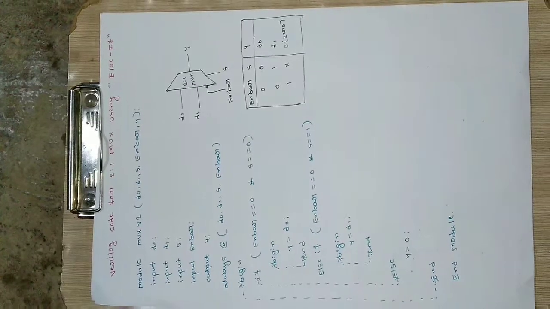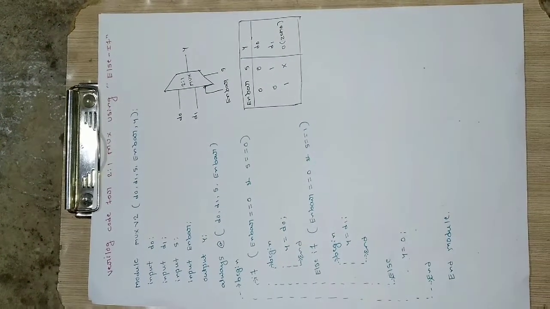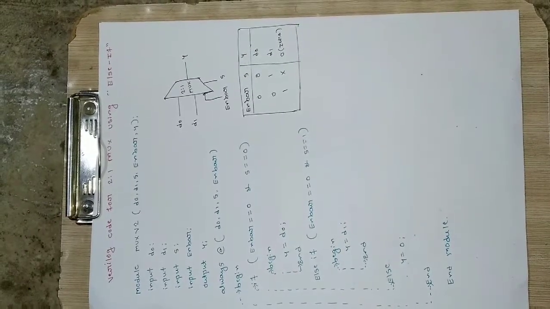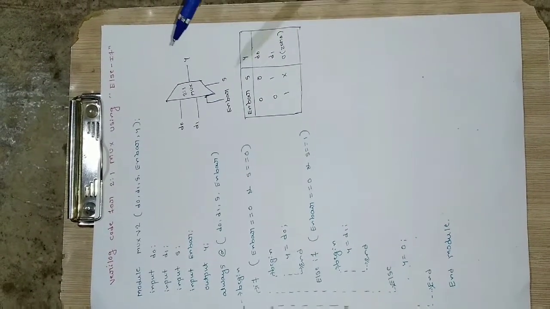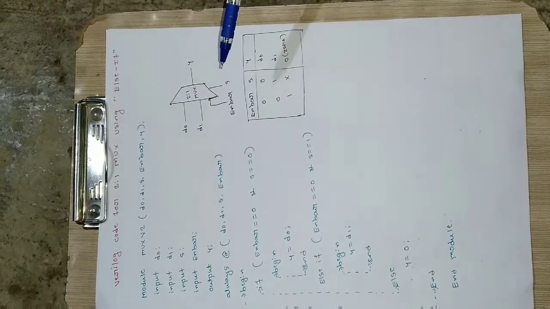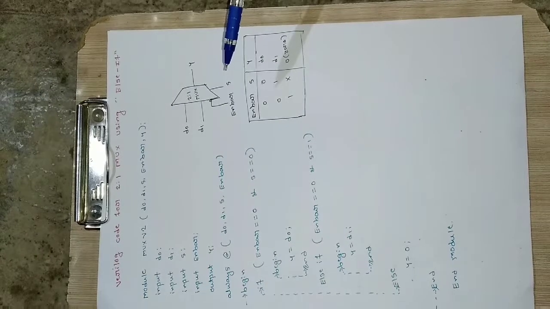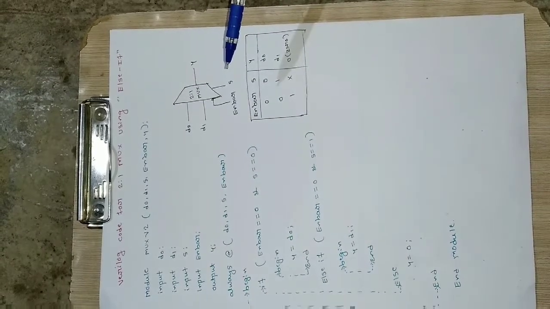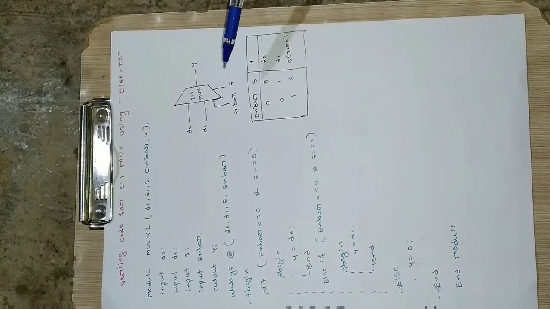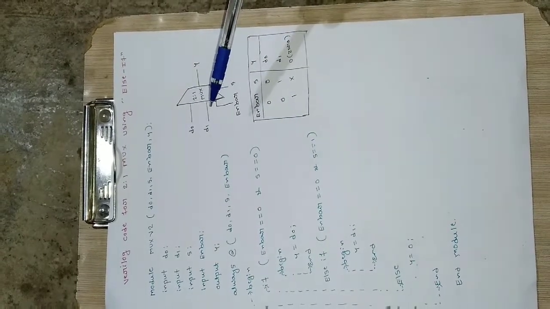Hey everyone, in this video we are going to see how to write the Verilog code for 2:1 MUX using else if statement. So we know that 2:1 MUX is having two inputs D0 and D1 and it has got a select line S. So if the value of select line S is equal to 0, at that time the output will be D0, and if its value is equal to 1, at that time the output will be equal to D1.